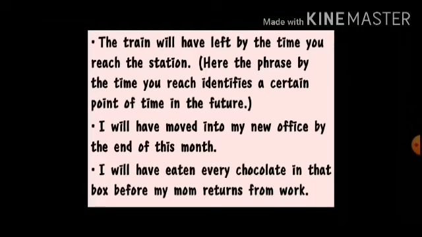Okay. So by the time you reach, when you reach, what would you see? The train would have already left. That action would have got completed. Okay, the train will have left the station. The train will not be there. Okay, by the time you reach the station, that action is also going to happen in future. But before that, which action would have got completed? The train leaving that place. Okay. Yes. Now see the next thing.